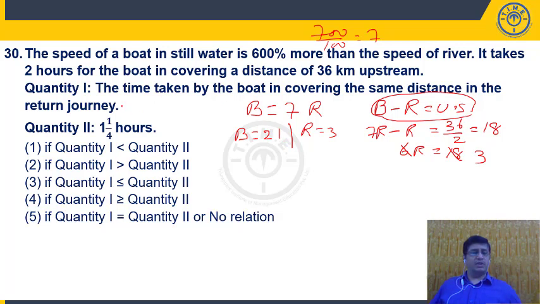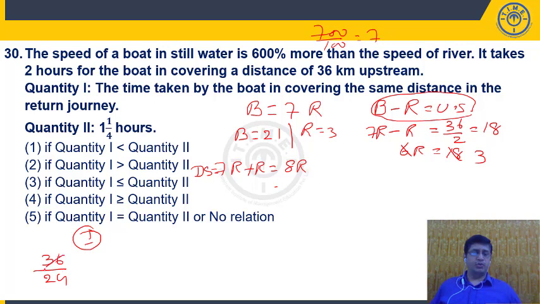Okay. Now what is the quantity 1? Quantity 1 here is the time taken by the boat in covering the same distance in a return journey. A return journey means it is downstream. So same distance means 36. Now return journey means 7R plus R, it is downstream. Downstream is equal to 8R. What is the R value? R is equal to 3, so it is 24.